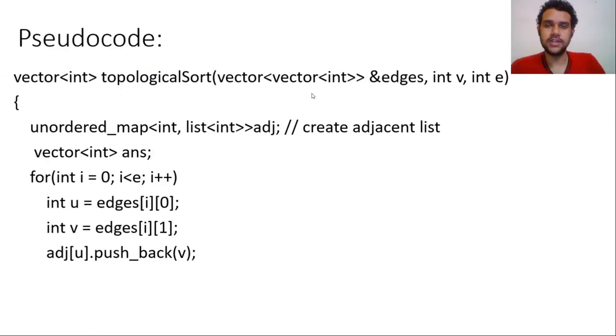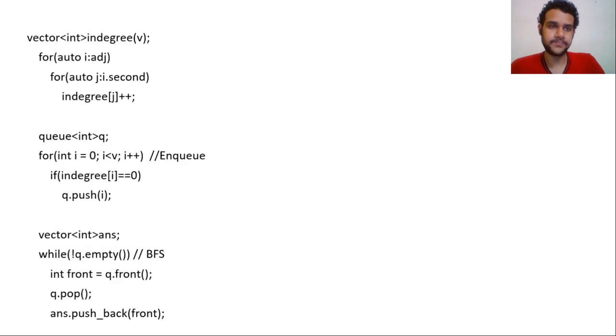Pseudocode. Suppose we are given a vector matrix edges, number of vertices and number of edges. We create an adjacent list which contains the adjacent nodes of a particular vertex. We create an answer vector in which we will store a topological order. So first we push back all the adjacent nodes of a given node. After that, we have to calculate the in degree.